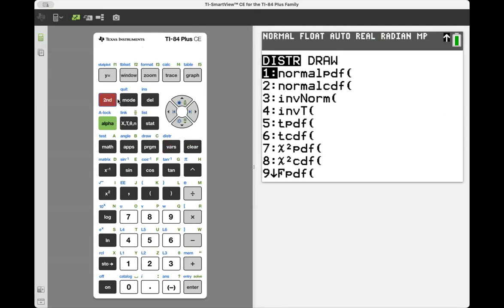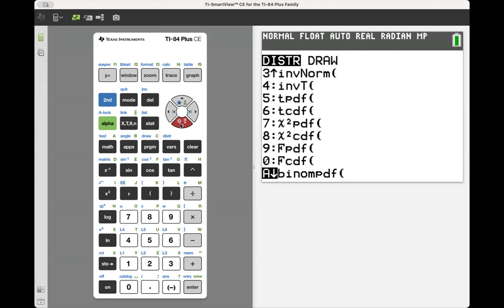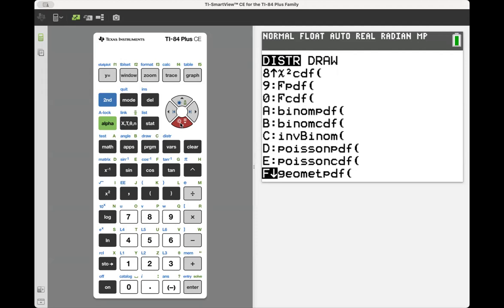Sorry, that didn't work. Let me quit this. Second, vars. I'm sorry, it was fine. I just wasn't seeing it. We have to scroll down. Binomial PDF is not immediately visible, so let's scroll down to A. You have to scroll down a bit. There are 2 that look very similar. The first one is in A and the next one is in B. Binom PDF is different from binom CDF, so stick with binom PDF for the work that we're going to do today.